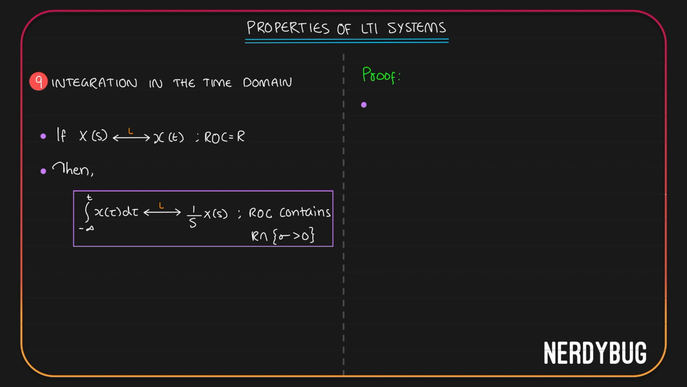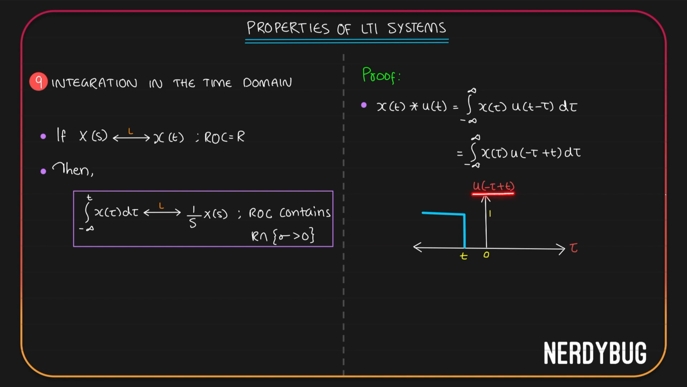To prove this, we'll start by taking the convolution of our signal x of t and u of t. This will be equal to integral from minus infinity to infinity x of tau u of t minus tau d tau. We have u of t minus tau here, and it is supposed to be a function of tau. So we will write it like this, u of minus tau plus t. Then this becomes integral from minus infinity to infinity x of tau u of minus tau plus t d tau.